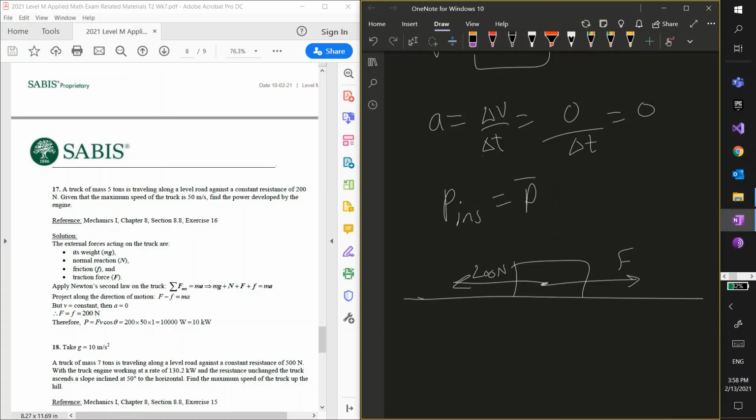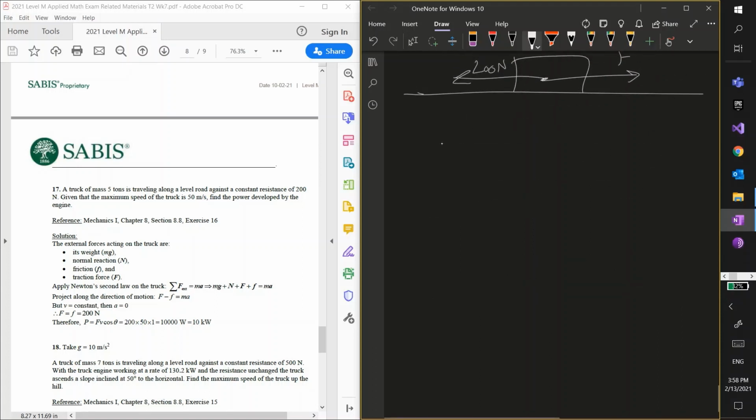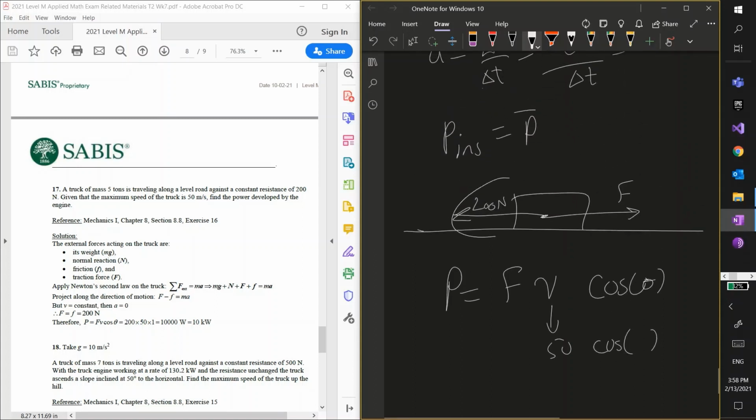Okay, so now let's solve the question. Your power is force times velocity times cosine theta. Now, what's your velocity? Your velocity is 50. What's your theta? Well, the angle between both forces and the horizontal is 0. Now, let's find the force.